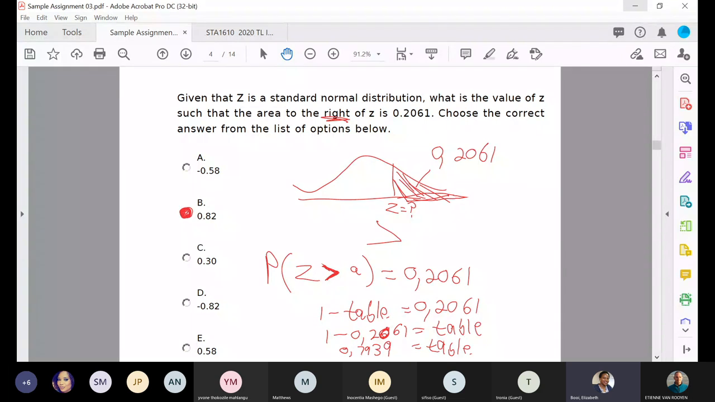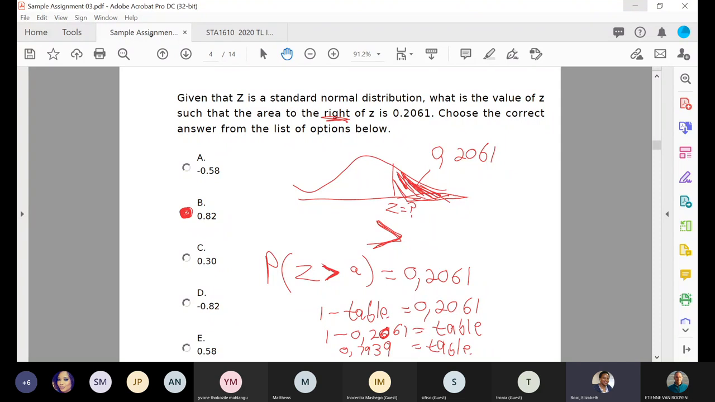Do you understand how to get there? Yes, ma'am. You need to make sure that you read and understand the question they are asking. Here, they said we're looking for the area to the right, therefore it means we're looking for the greater than value. The probability, which is this area to the right, is 0.2061. So in order to find that probability, they would have said 1 minus the value they found on the table.